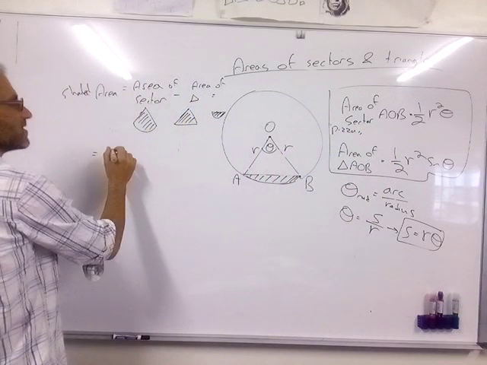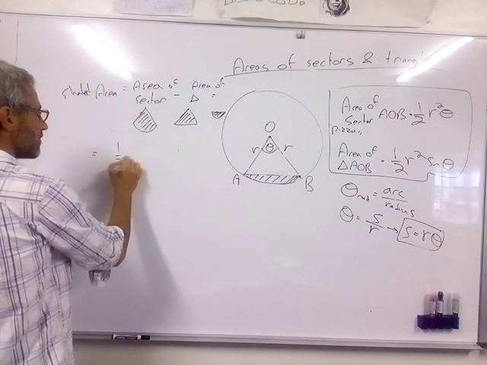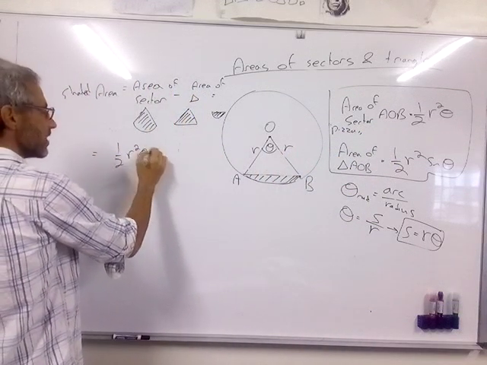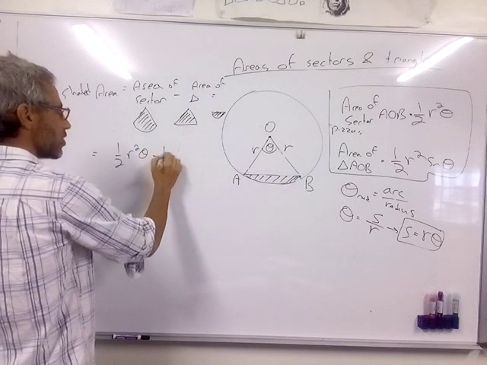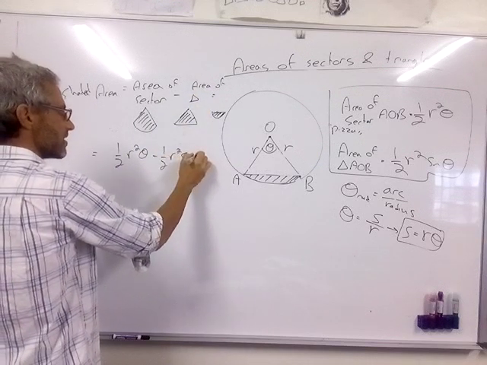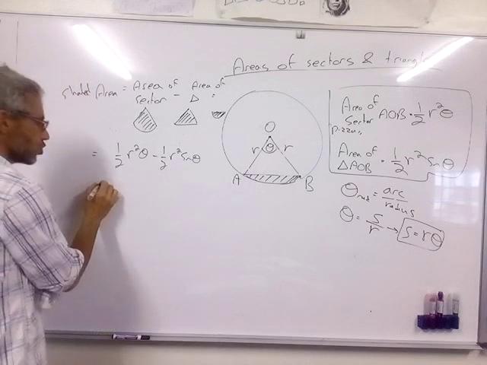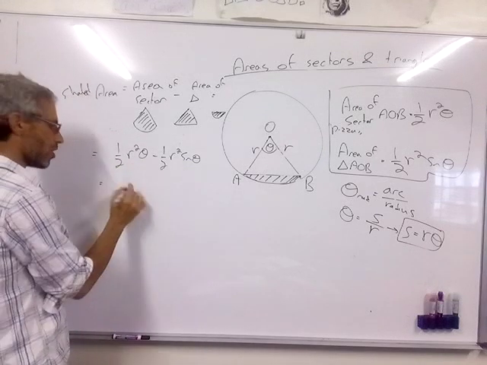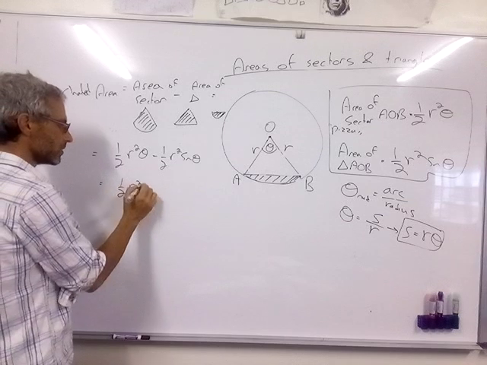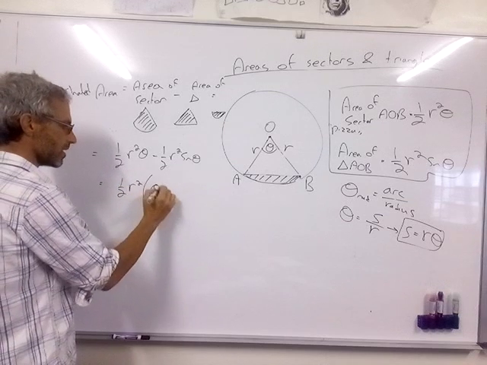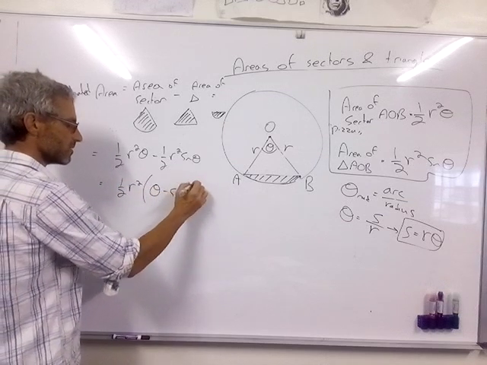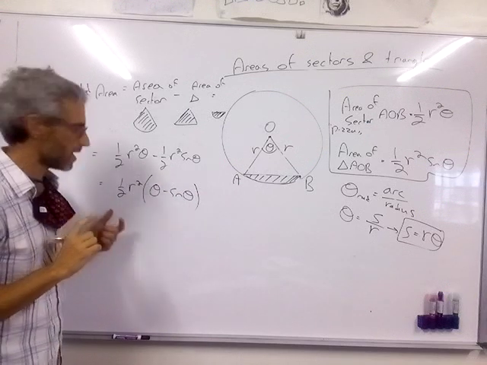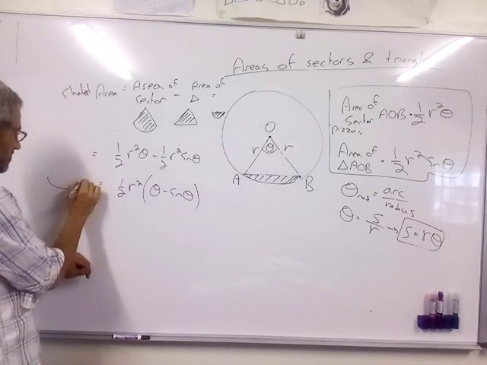The area of the sector is half r squared theta. The area of the triangle is half r squared sine theta. And then I'm sure your factorization skills are good. You can see half r squared we can take out, and what we'll get is theta minus sine theta. So that's another formula that they give you there.